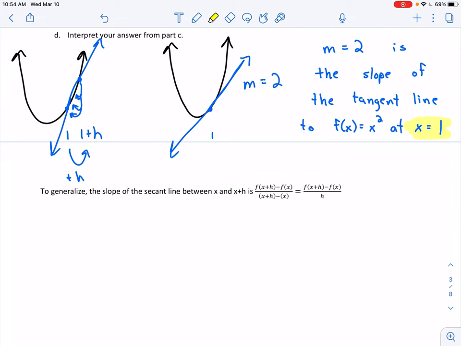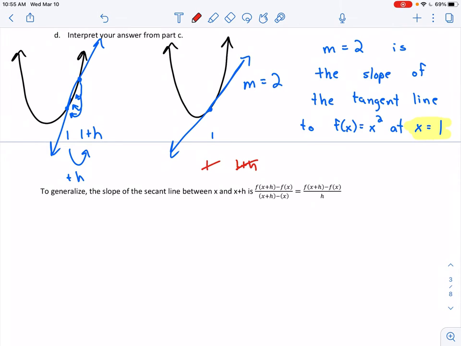I want to see if we can generalize the exact same process that we used in the last video to work with just a generic x value so that I could work with multiple x values a little bit quicker. So last time we started by finding the slope of the secant line between 1 and 1 plus h. Rather than use 1 and 1 plus h this time around, I'm going to start with the slope of the secant line between x and x plus h.